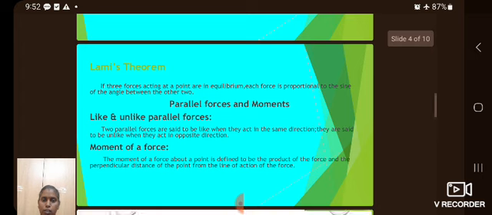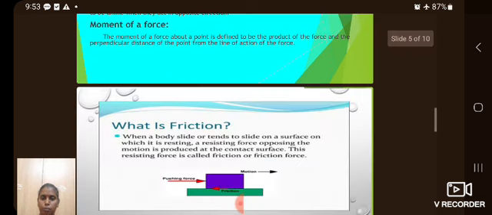Then now we will see parallel forces and moments. Parallel forces are of two types, like and unlike parallel forces. Two parallel forces are said to be like when they act in the same direction, otherwise they are said to be unlike parallel forces. The moment of a force acting at a point is defined to be the product of the force and the perpendicular distance of the point from the line of action of the force.